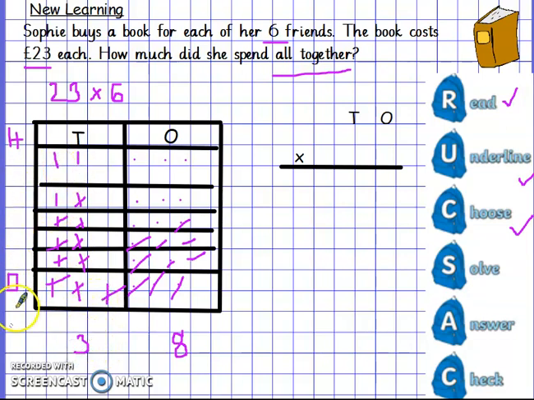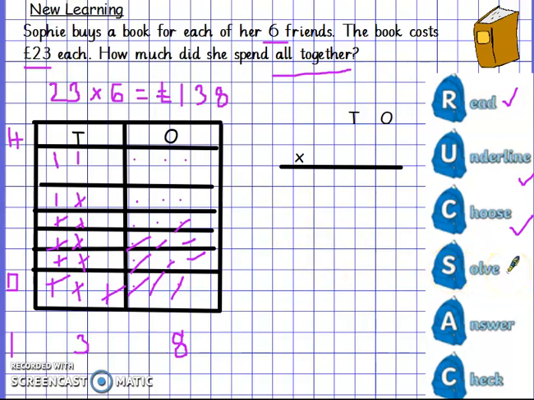And in the hundreds column, we've just got 100. So the answer was 138. Now the question was asking us to work out 6 lots of 23 pounds. So we need to remember our pound sign. Sophie has spent £138, so that's a very expensive gift for her presents. What a kind friend. Okay, let's have a go at another challenge.